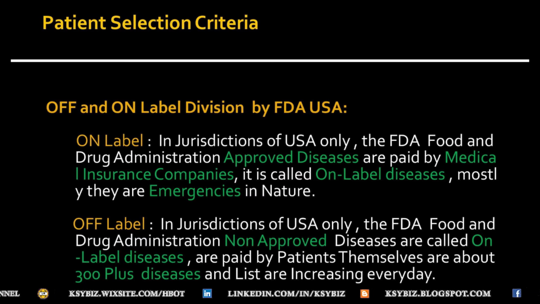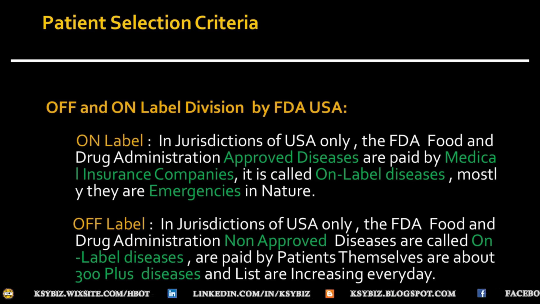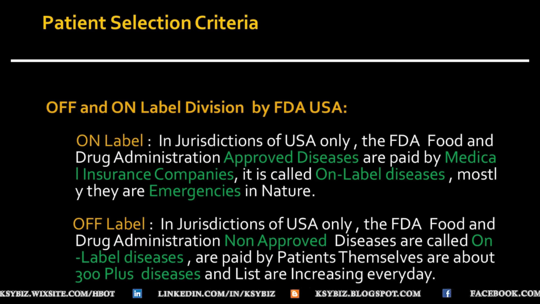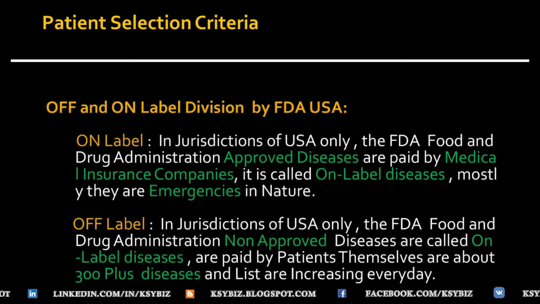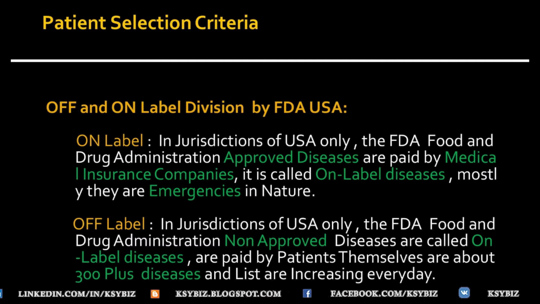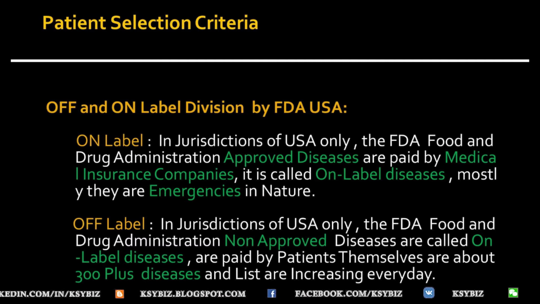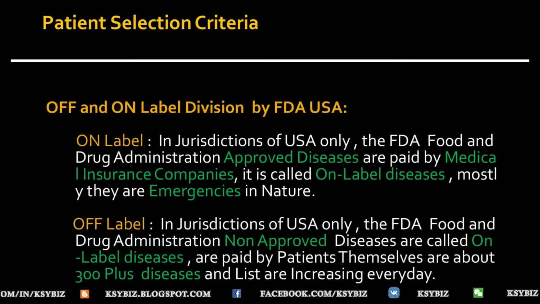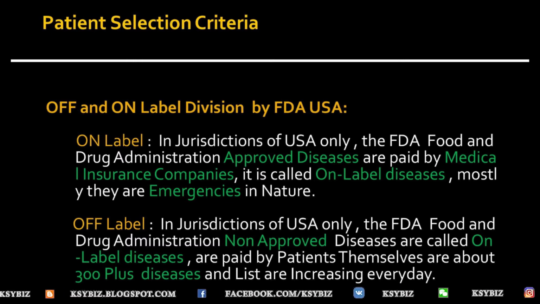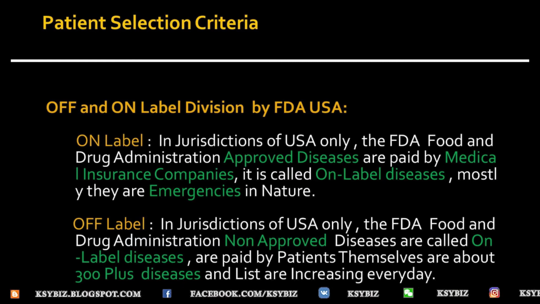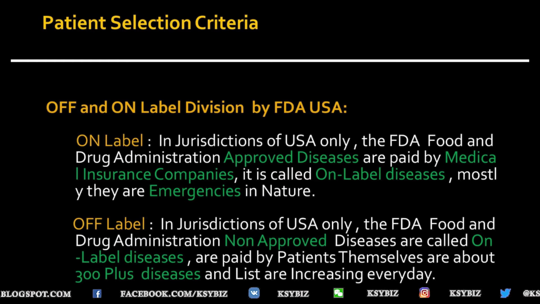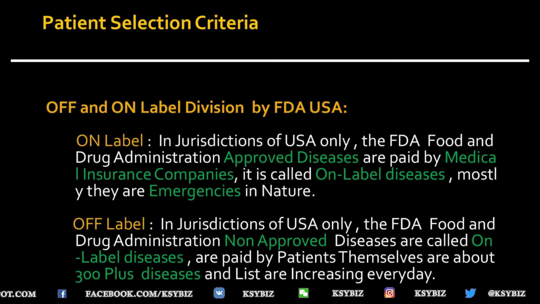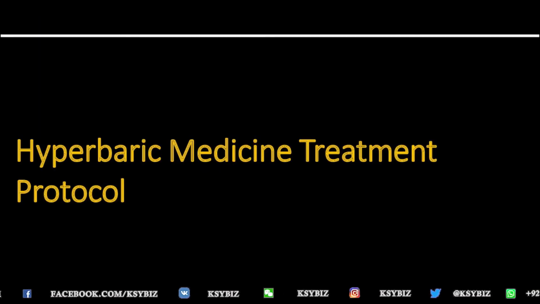But in the continent of Europe and Oceania, like Australia and New Zealand, most of the diseases are paid by the medical insurance companies. And in Asia, a lot of insurance companies do pay, and actually people also pay out of their pocket. And a big network exists in China, Russia, Japan, South Korea, and also India and Pakistan and Singapore, etc., Malaysia.